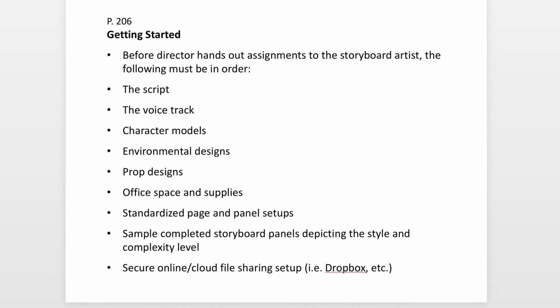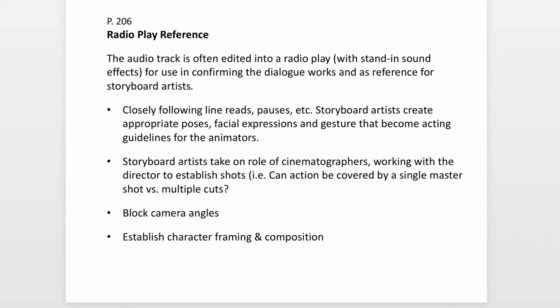Page 206, getting started. Before the director hands out assignments to the storyboard artist, the following must be in order: the script, the voice track, character models, environmental designs, prop designs, office space and supplies, standardized page and panel setups, sample completed storyboard panels depicting the style and the complexity level, and secure online and cloud file sharing setup, for example Dropbox.